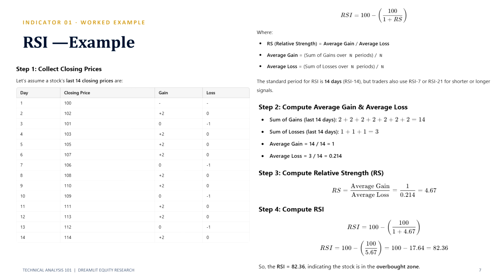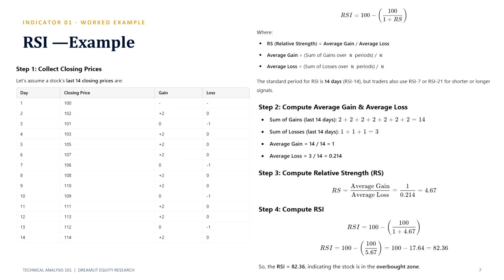The gains recorded are day 2 +2, day 4 +2, day 5 +2, day 6 +2, day 8 +2, day 9 +2, and day 12 +2, 7 gains of 2 each. The down days produce losses of -1 on 3 occasions: day 3, day 7, and day 10.